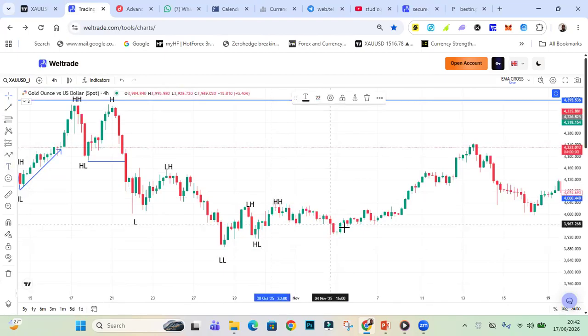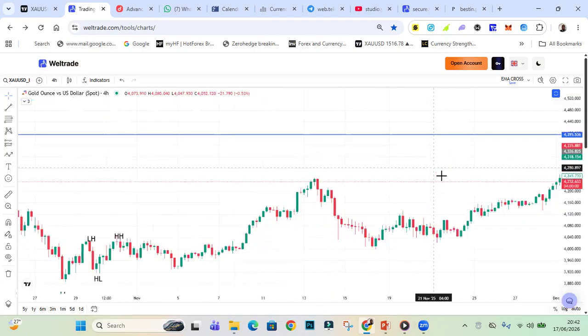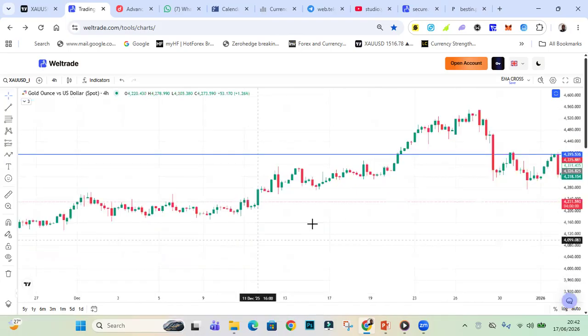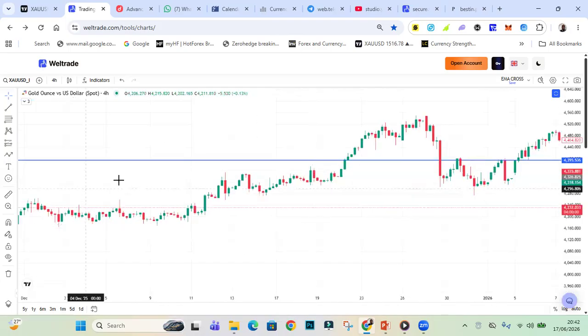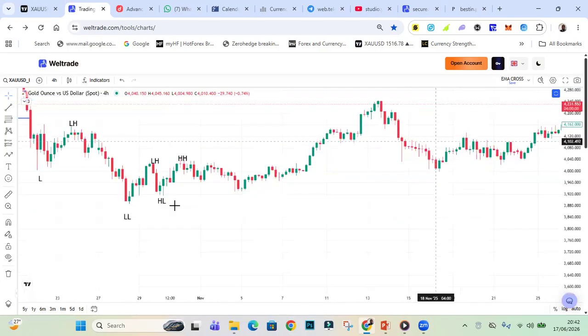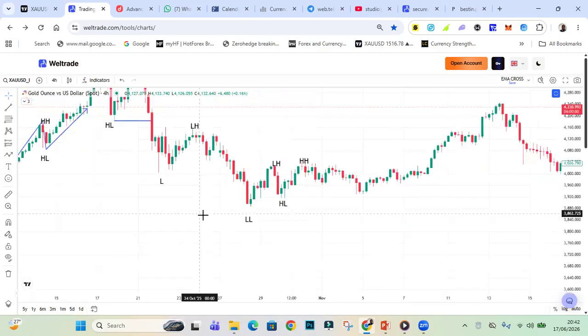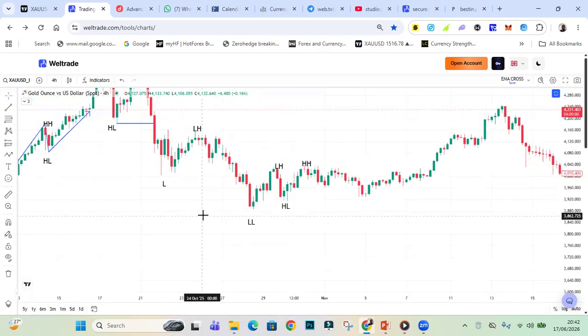Okay? So this is another low. This low did not take out this one, so it becomes a higher low. Then you come straight to this end and so on and so forth. So this is how the chart moves. So when you have a series of higher highs and higher lows, it is in an uptrend. Then when you have a series of lower lows and lower highs, it is in a downtrend.